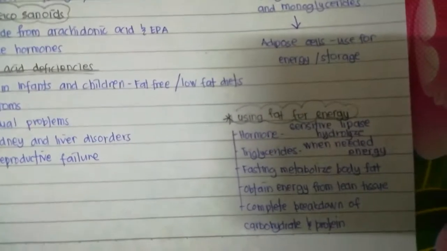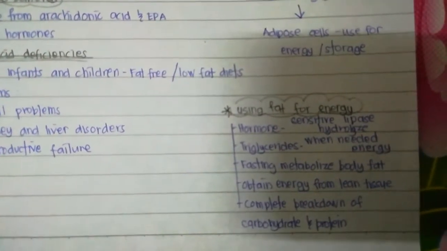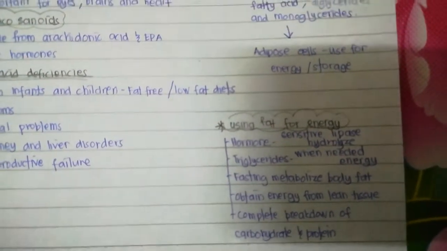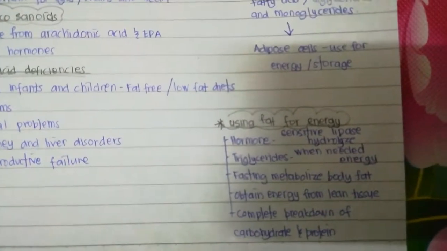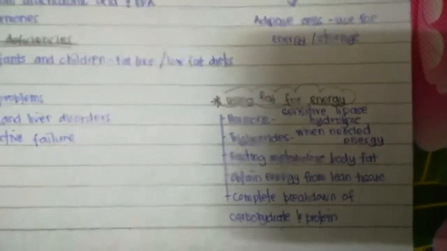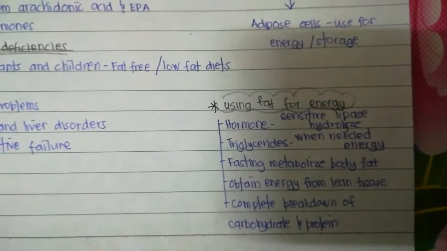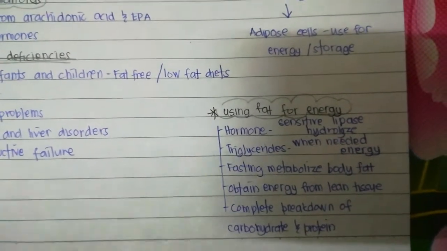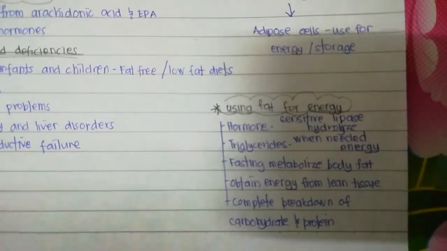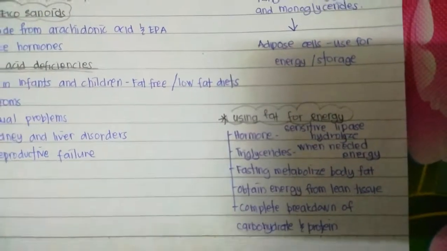Okay, last, using fat for energy. Dia ada 5 jenis. Dia simpan lemak dalam keadaan tenaga. First is hormone, menjadi sensitive lipase hydrolyze. Triglyceride, apabila dia akan simpan triglyceride dalam bentuk energi apabila kita memerlukan energi saja.